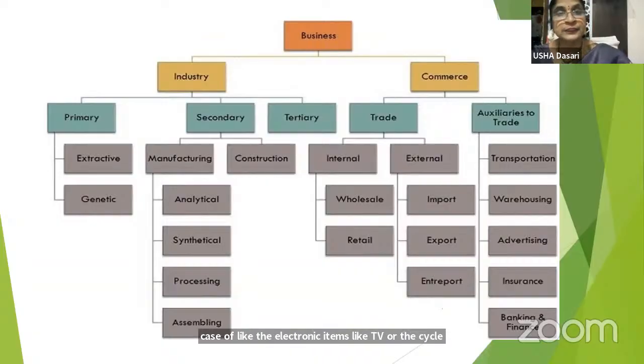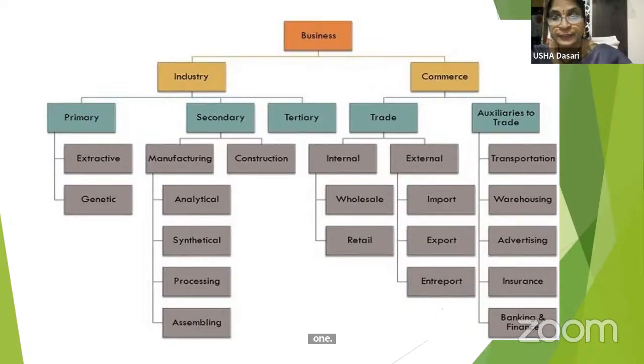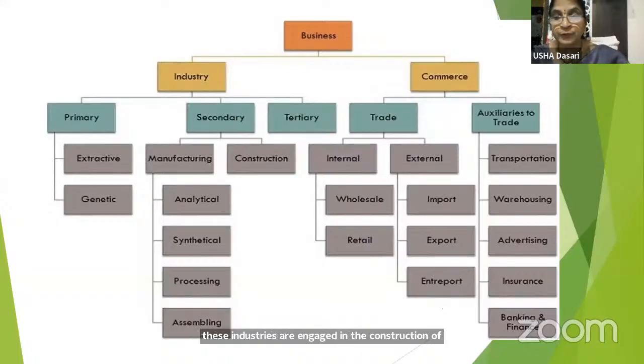The second type of industry under secondary industry is the construction industry. This industry is engaged in the creation of infrastructure for smooth development of the economy. These industries are engaged in the construction of buildings, roads, dams, bridges, and canals. And these industries use the products of other industries like cement, iron, bricks, wood, etc. So these are the construction industries.